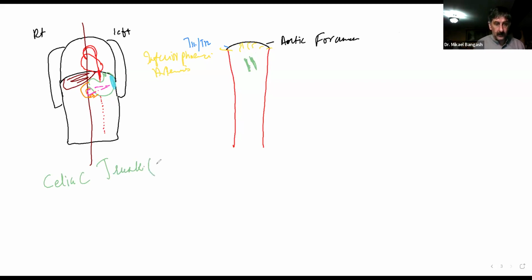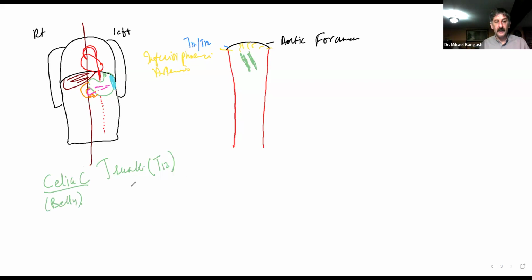And we mainly will say that it's going to arise from the level of T12. So you can say it arises at the very origin of your thoracic abdominal aorta. That's where this structure called the celiac trunk is going to arise from. Now, ladies and gentlemen, the word celiac actually means belly.